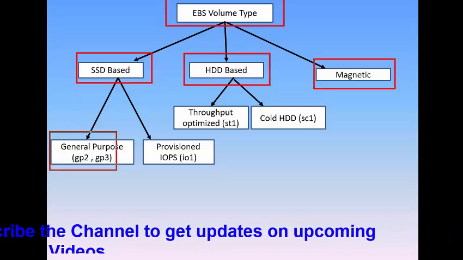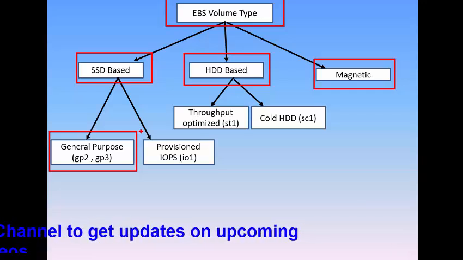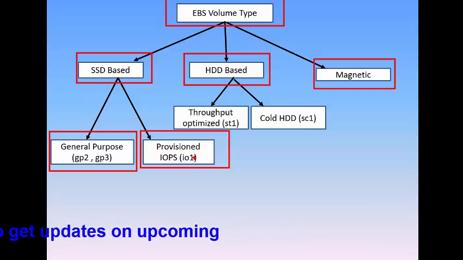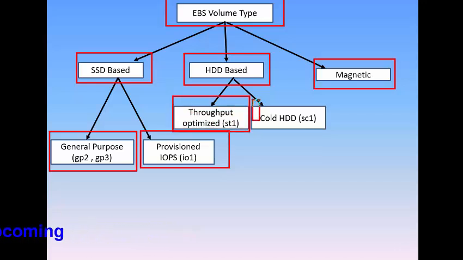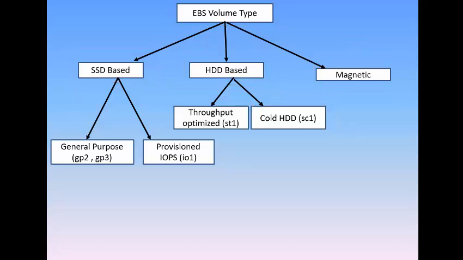In SSD, one is the general purpose GP2, GP3, provisioned IOPS IO1, and now IO2 is also available. Then HDD: throughput optimized, cold HDD, and one is the magnetic. Apart from the size, we have discussed that general purpose, provisioned and magnetic can be the root volume. Throughput HDD and cold HDD cannot be configured as a root volume. So I will show you everything in the practical demonstration.